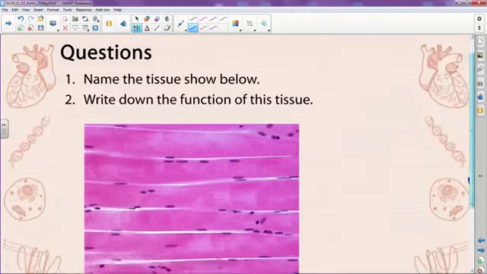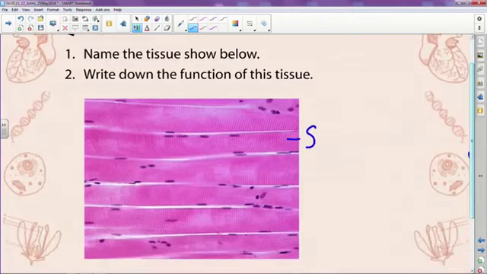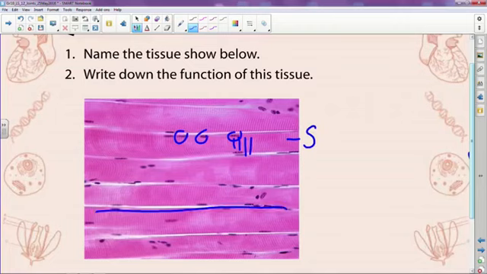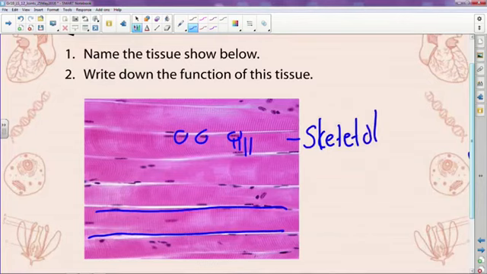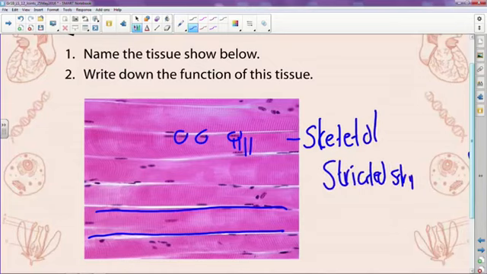And the last one is your skeletal muscle. I hope you noticed the fibers and the multinucleated cells, and they all ran as cylindrical tubes in one direction, and that is skeletal, or some of you might better know it as striated, which is stripes.